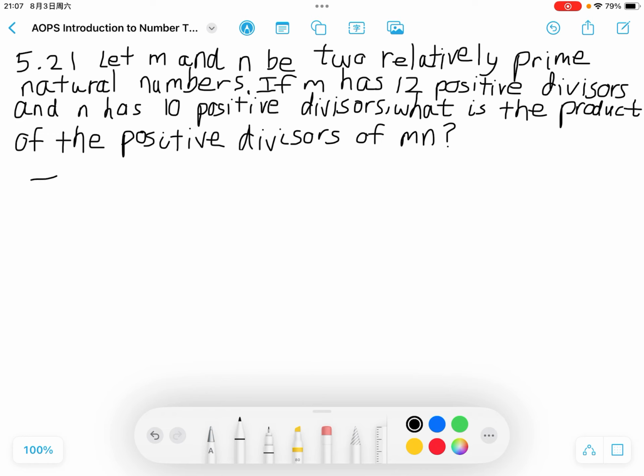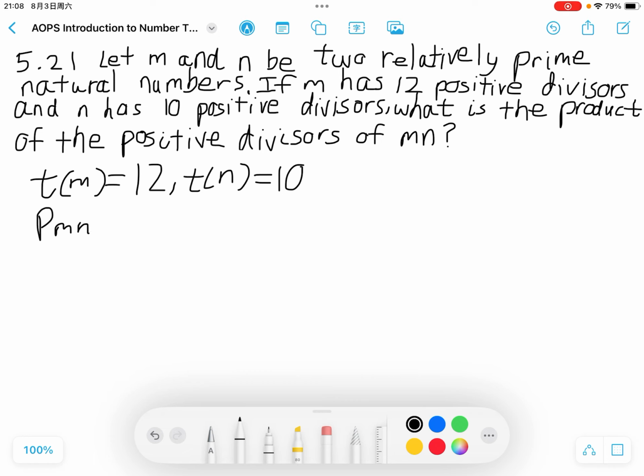So if we use T to denote the number of divisors of a certain number, T(m) is the number of divisors of m, which is 12. T(n) is the number of divisors of n, which is 10. And we want the product of the positive divisors of mn, so we can use P(mn) to denote the product of the positive divisors of mn.